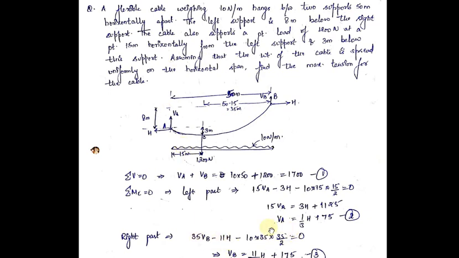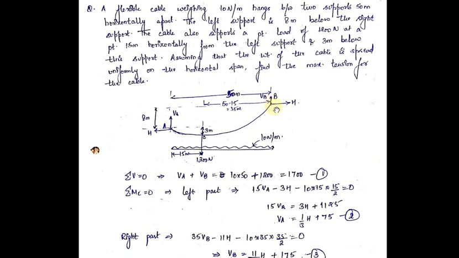In this equation, I have taken anti-clockwise as positive and clockwise as negative. You can take clockwise as positive or anti-clockwise as negative. The answer will be the same. So in this problem, while applying the summation of moments on the right part of the point C, we have taken anti-clockwise as positive and clockwise as negative.